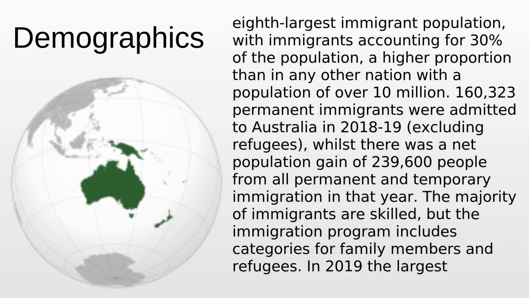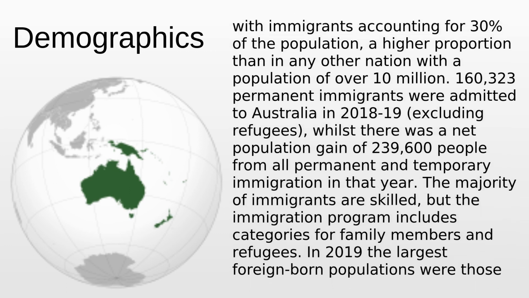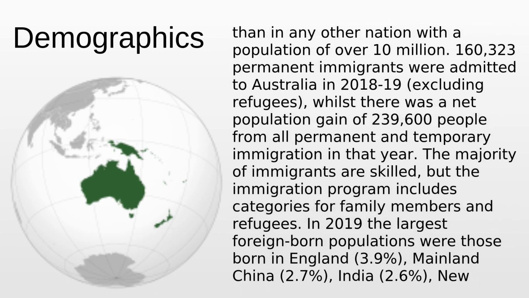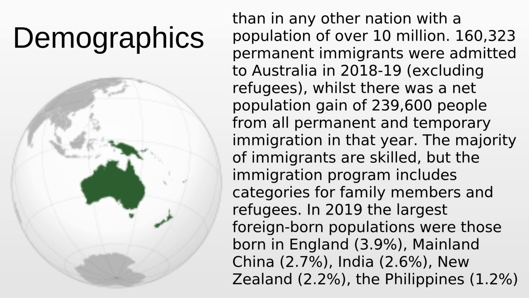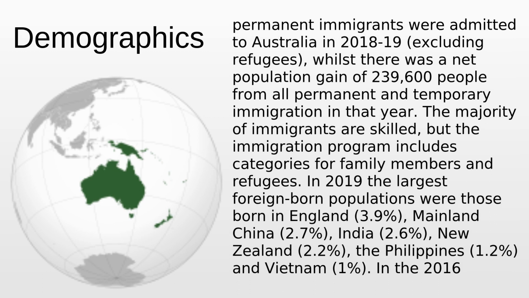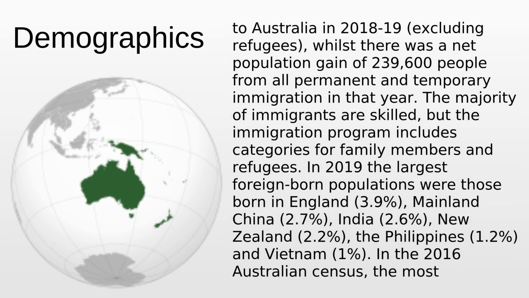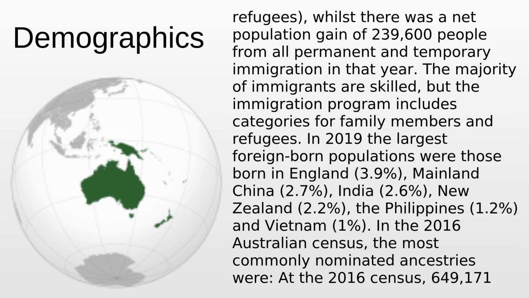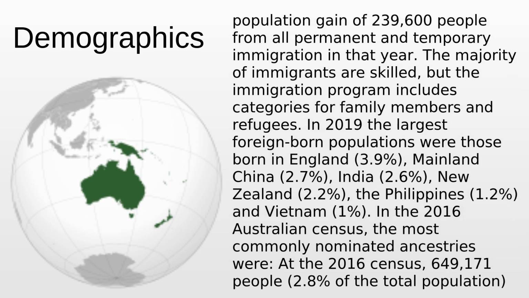160,323 permanent immigrants were admitted to Australia in 2018-19, excluding refugees, whilst there was a net population gain of 239,600 people from all permanent and temporary immigration in that year. The majority of immigrants are skilled, but the immigration program includes categories for family members and refugees.